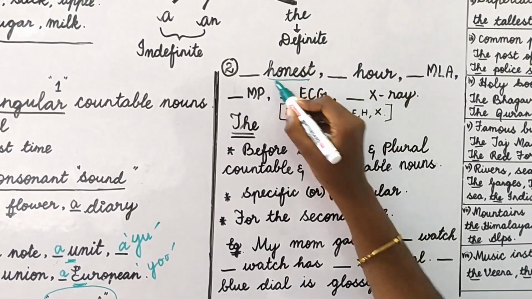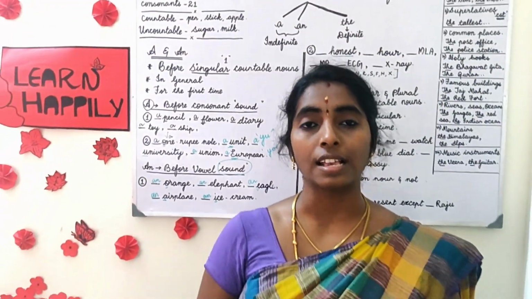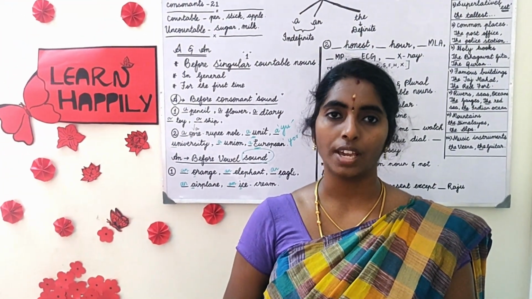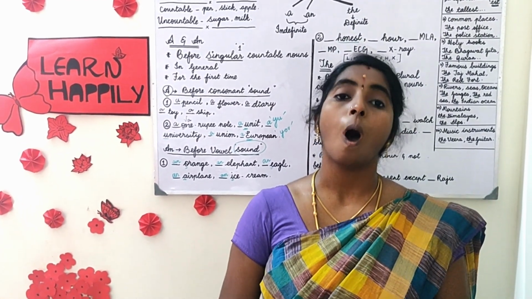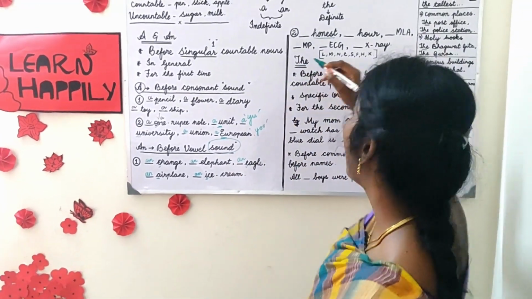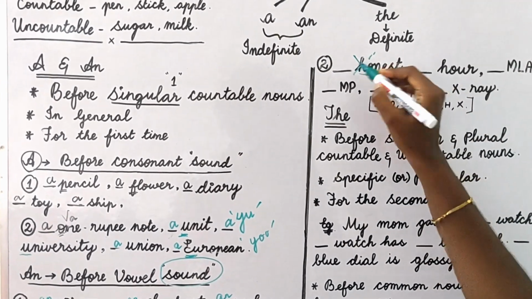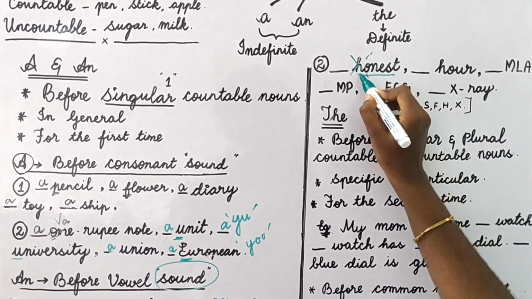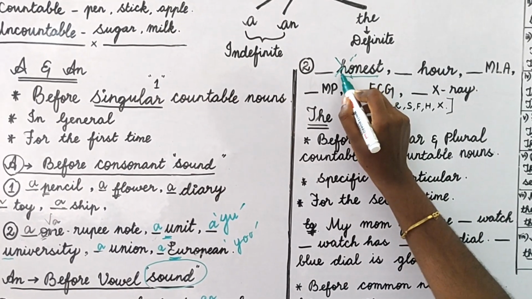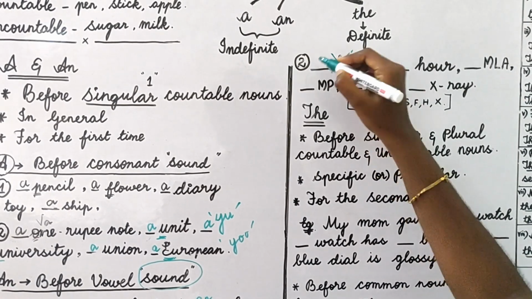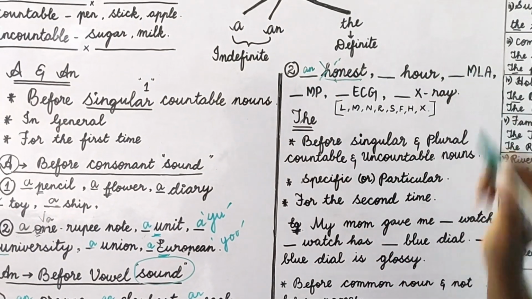Honest. Pronounce the word. We will not pronounce this word as "harnessed". We will be pronouncing this word as "onest", where this h is silent. So even though it has a consonant letter, it doesn't sound like a consonant. It sounds only like a vowel. So an honest man. I met an honest man.